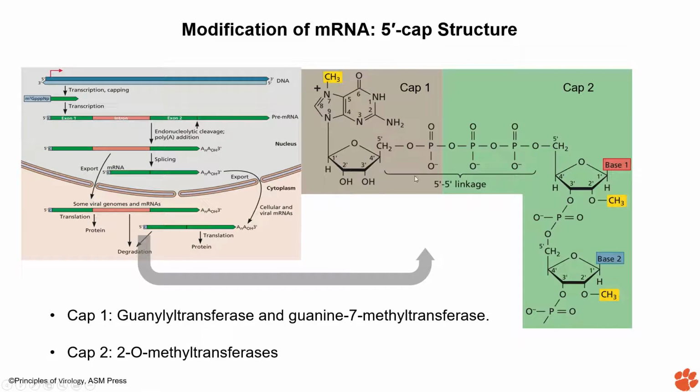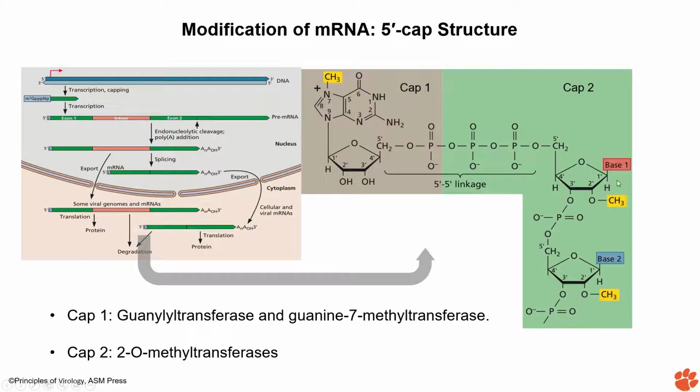What it does is bring a G as a cap, the cap 1. This is always a G, a guanosine. And then you can see that right here, this N7 position of the guanine base is methylated. This is done by the guanine-7 methyltransferase. Again, remember that this methylation could be a separate enzyme or built into the RNA polymerase. It just depends upon the virus or the cellular environment. In the cellular environment, this is also a part of the RNA polymerase II holoenzyme. So here you can see a methylated G with the N7 methylation.